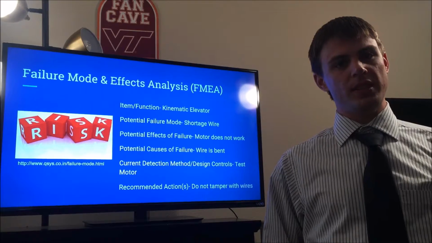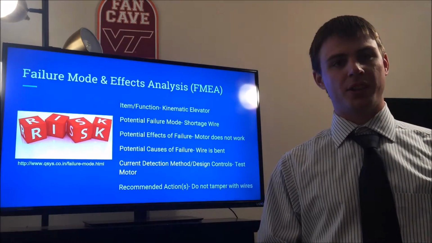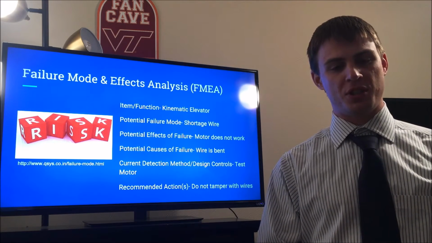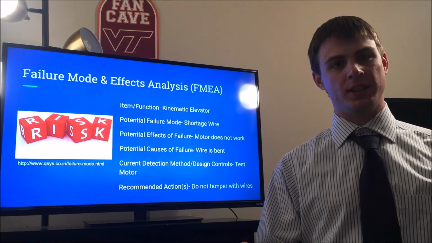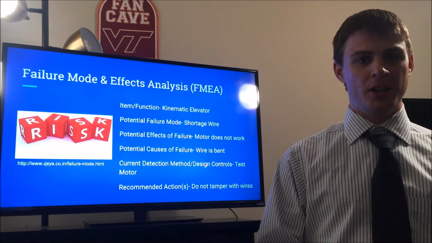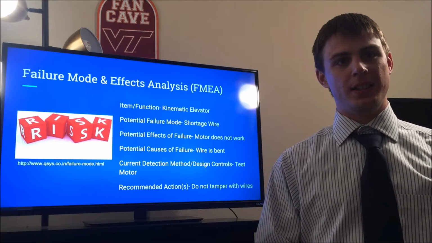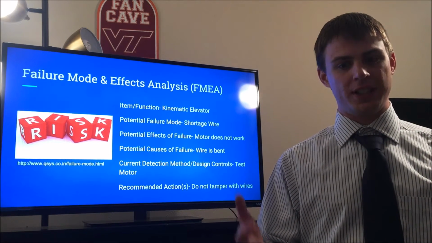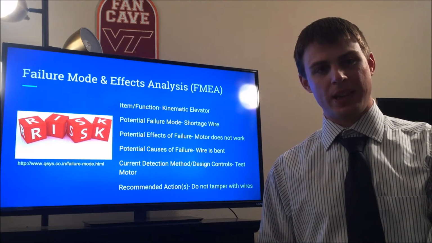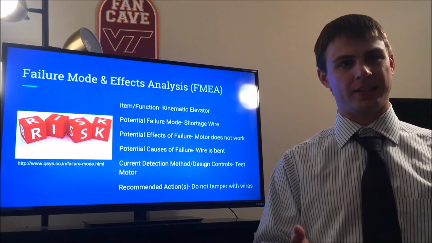So I ran a quick failure modes and effects analysis of our BRG, and the greatest chance of failure was with the kinematic elevator, in which the motor would not work. Possible causes of this is that maybe a wire shorted or the wire was fiddled with incorrectly. The ways we could fix this is having clear instructions on how to set up the wiring for the Arduino and testing the motor to make sure it's not faulty or it works correctly.